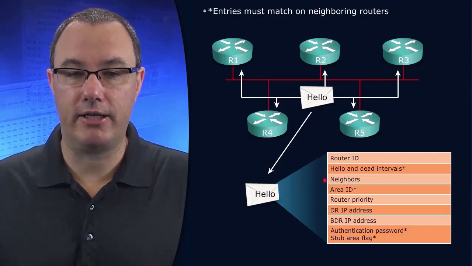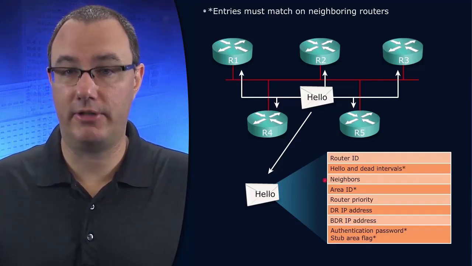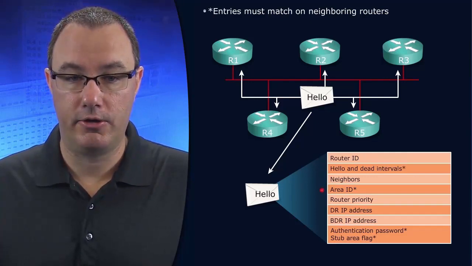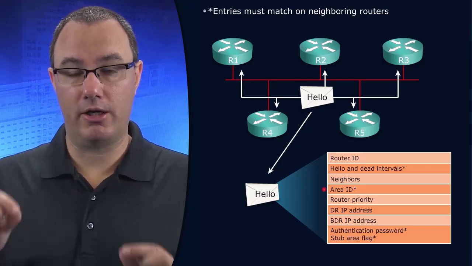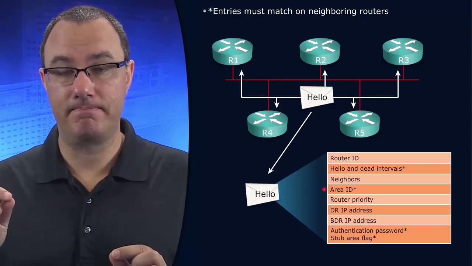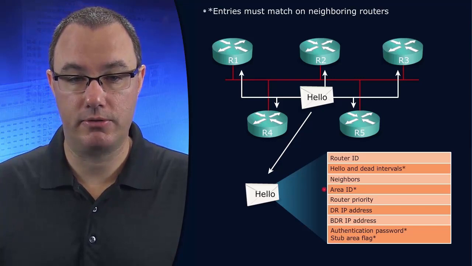Then we say, here is who I'm presently neighbored with. These routers are agreeing on the common area between them, and so the area has to match.